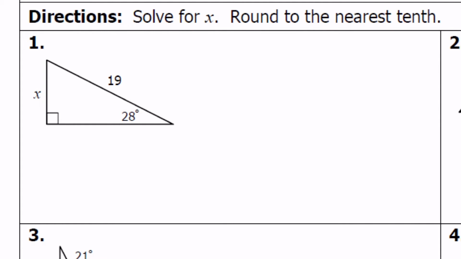I have to look at what sides I'm given in reference to the angle that I'm given. I am given this angle here, 28 degrees. I am also given the hypotenuse of this triangle and the side opposite, even though it's just an x, that's still what I'm trying to find. I'm not given the adjacent, so I don't need to deal with that. That tells me I need to use my sine function. So I need to put my opposite over my hypotenuse.